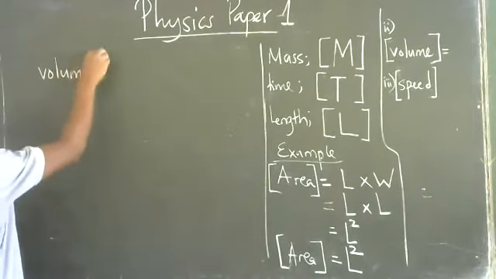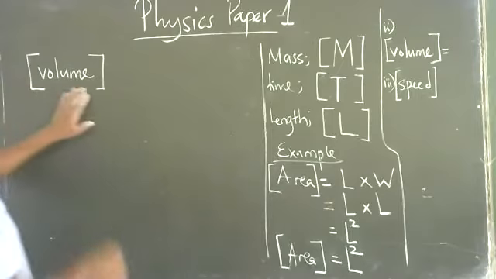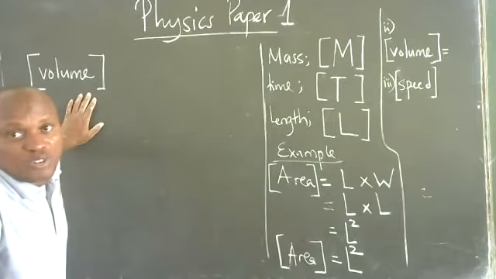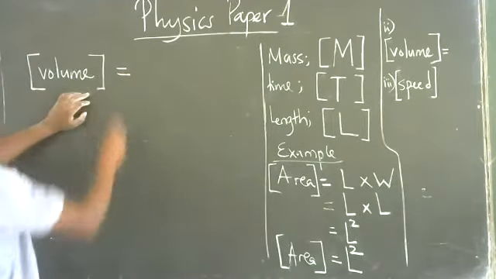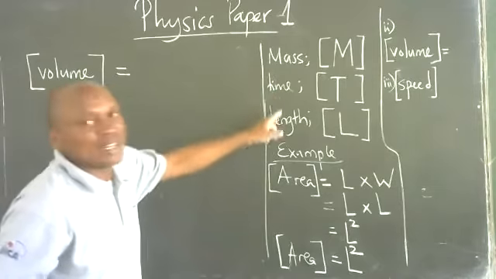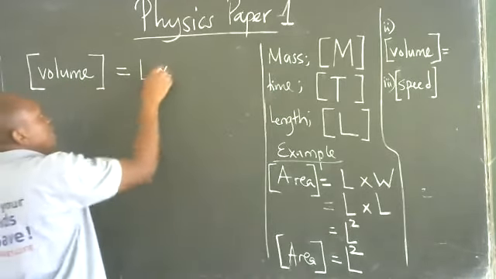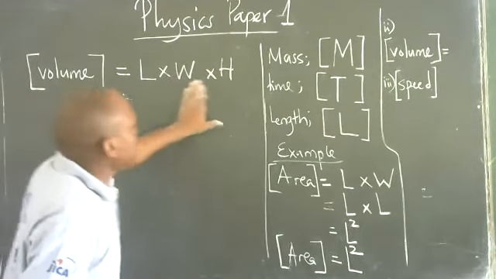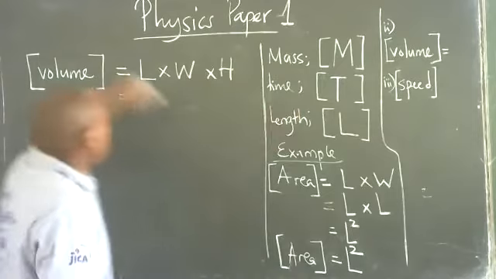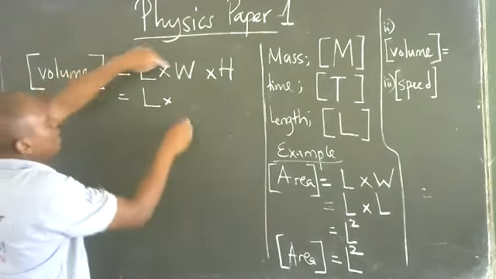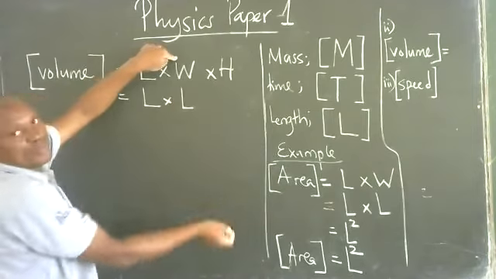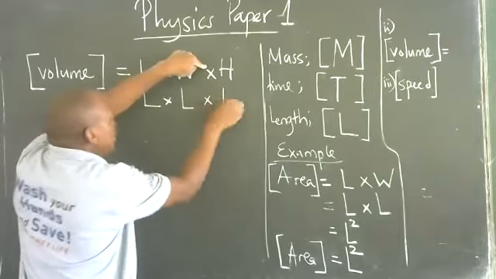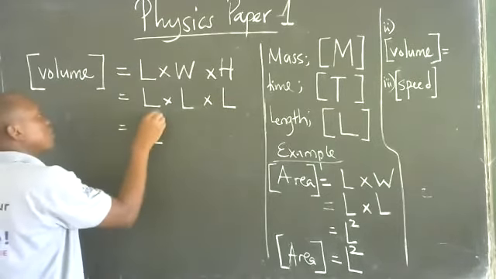Okay, volume. We have just talked about things like this. These brackets are symbols of what we call dimensions. We are going to write volume in terms of mass, time, and length. But we know volume is length times width times height. So where there is length, I put length. Where there is width, I still put length, because width is the same as length, meters, same unit. Where there is height, I also put length. So I'll write L cubed.